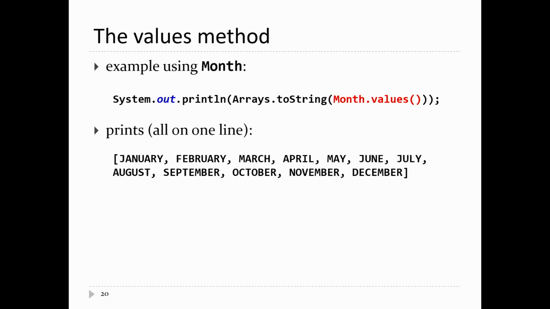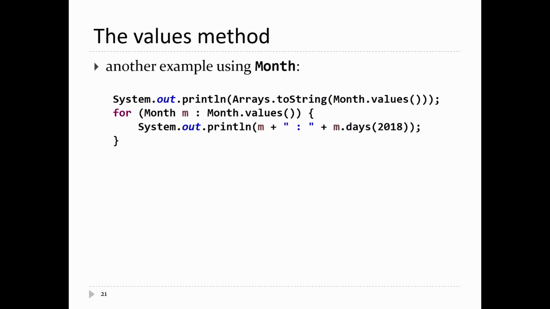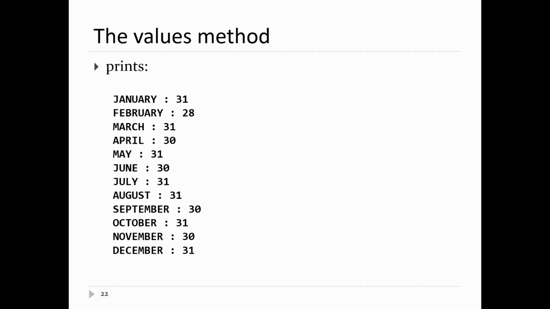And this lets you do other things as well. So now I can iterate over all of the constants and do something with each constant. So for example, for every month that's defined in the enumeration, I can print out the month and how many days are in that month for the year 2018, for example, or anything else that you want to do with that constant. And so that program there will print out that list of values.